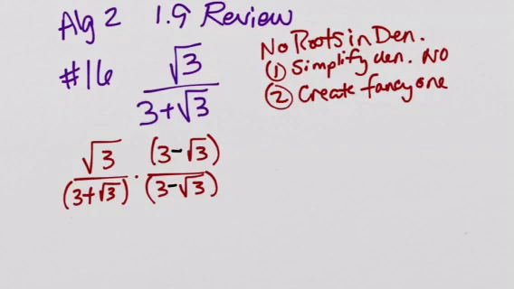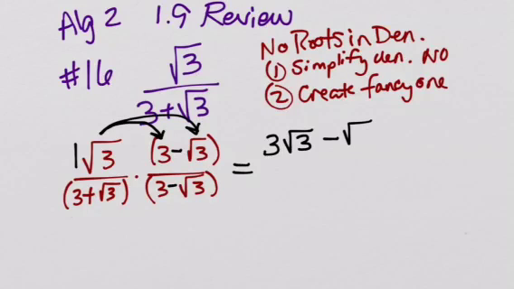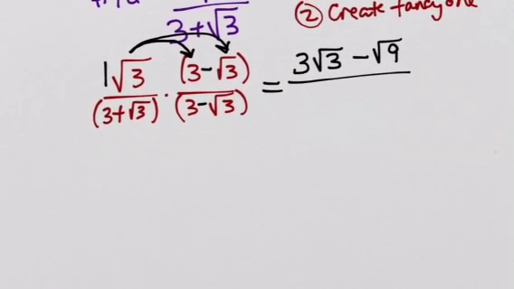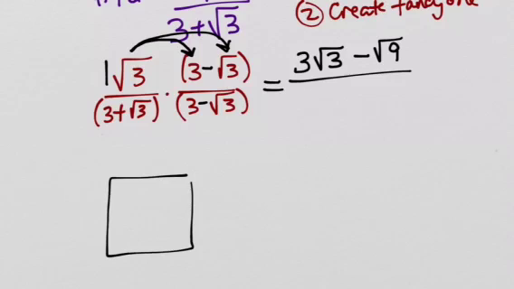Now, when I multiply this out, it's pretty easy, as we did it yesterday. This square root of 3 gets distributed, so the outside is a 1, so it becomes 3 square root 3. Then I distribute it again, and it becomes minus the square root of 9. I'll go back and simplify that in just a minute. Let me slide this down. I'm going to create a box and do the multiplication for the denominator real quick.